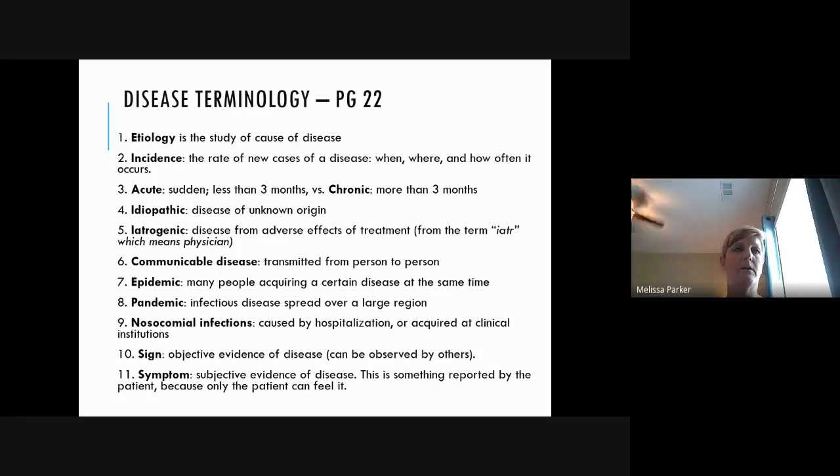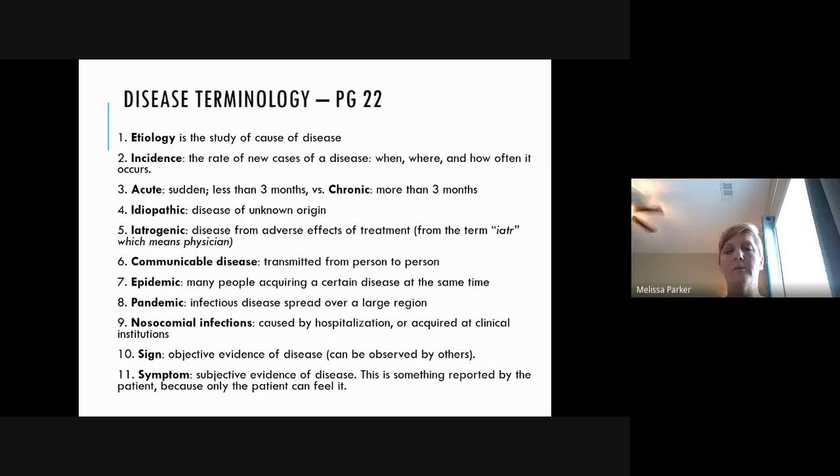So for example, a patient has breast cancer, the doctor puts them on chemotherapy. Their hair falls out. Nobody wants their hair to fall out. That's an unwanted effect from a treatment. It's iatrogenic, but it doesn't mean that the doctor did something wrong because the patient needs the chemotherapy to get better, but it does have an adverse effect. Nausea from the chemotherapy, that is an iatrogenic effect. Nobody wants to be nauseous, but unfortunately it's part of the side effects from that medication.